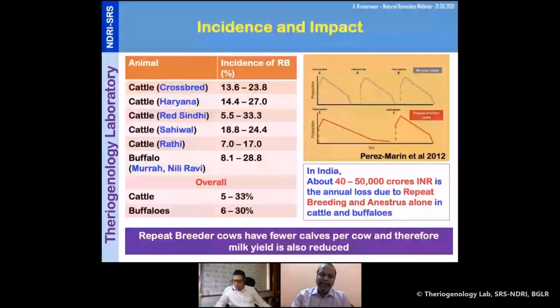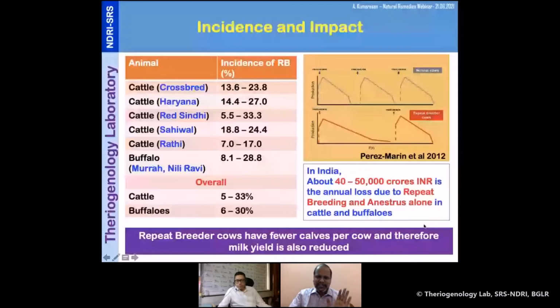But the impact is quite high in case of high-yielding breeds. If the higher producing animals are affected with repeat breeding, automatically the milk loss will be huge. That's how it has been estimated by the National Academy of Agricultural Sciences, India, that about 40 to 50,000 crore Indian rupees is the annual loss due to repeat breeding and anestrus alone. So this needs to be really looked into.